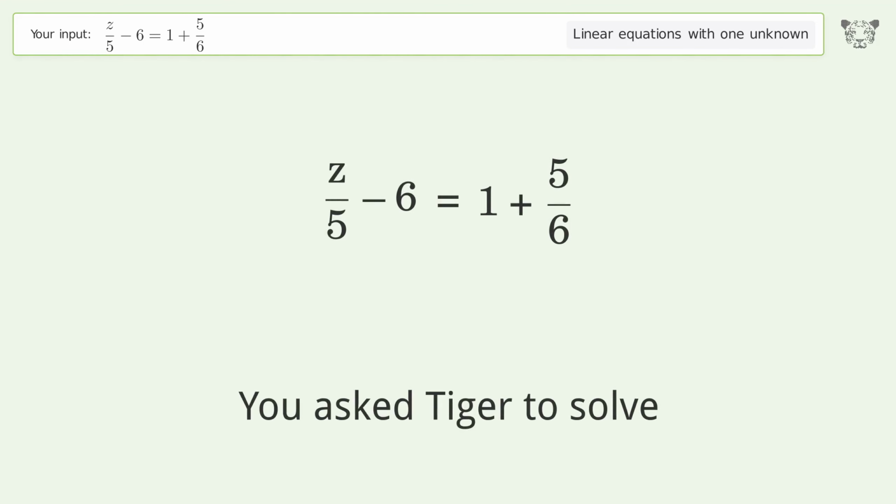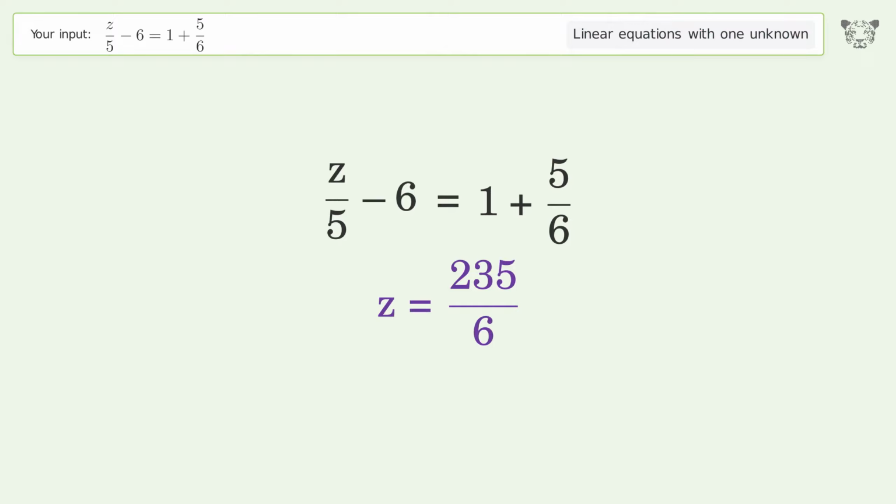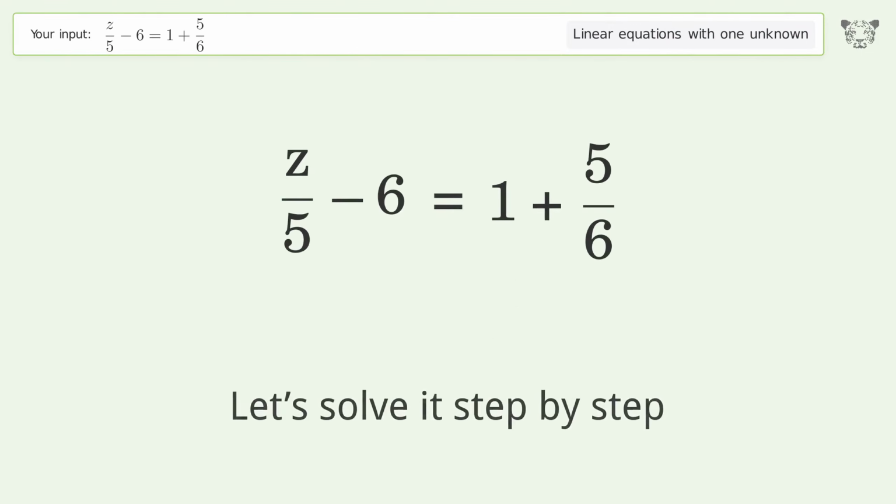You ask Tiger to solve. This deals with linear equations with one unknown. The final result is z equals 235/6. Let's solve it step by step.